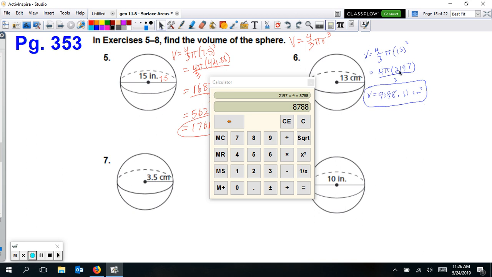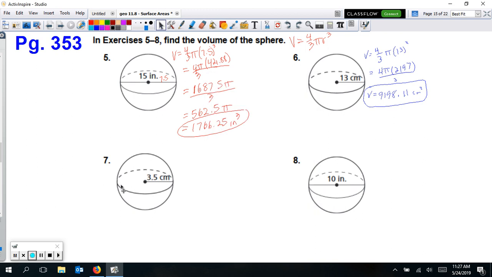So there's 8788. I can multiply by pi, so times it by 3.14, and that equals this big number of 27,000, and then just divide by 3. And that will give me my answer of 9,198, and I went to 2 decimal places with 0.11, and it's centimeters cubed. So go ahead and stop the video and try 7 and 8 on your own, and then go ahead and play it to check your answers on 7 and 8. So do 7 and 8 and then play it again.